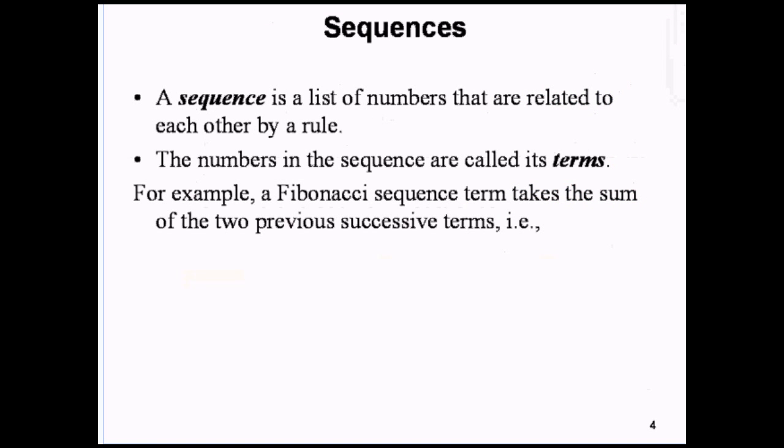Alright, a sequence is just a list of numbers that are related to each other by a rule, and it can be any kind of rule you want to make up. You can say, okay, you take the first number, you multiply it by 3, you flip it over, subtract 6 from it, and then square it, and then add 42, and then divide it by 7. If you want. I mean, the sequence can be any rules. The numbers in the sequence are called the terms. Okay. The most famous sequence is the Fibonacci sequence.